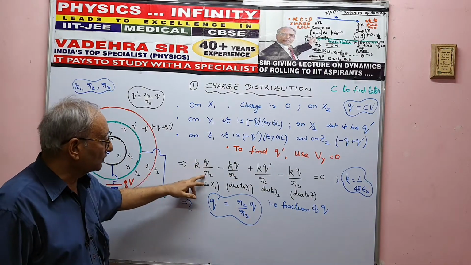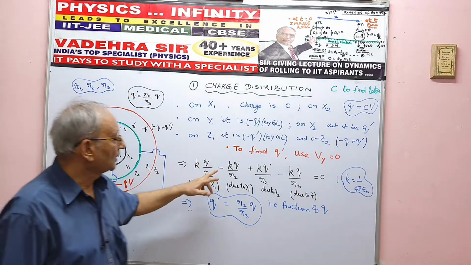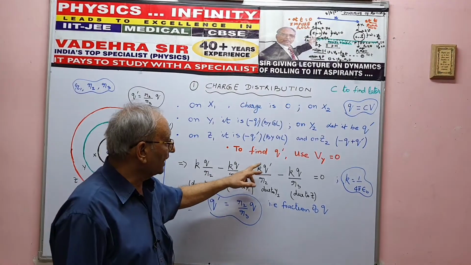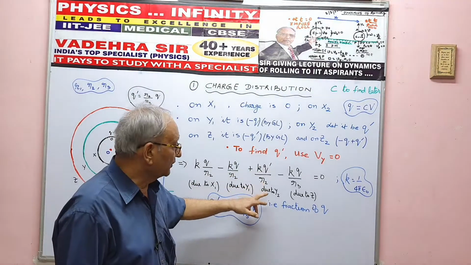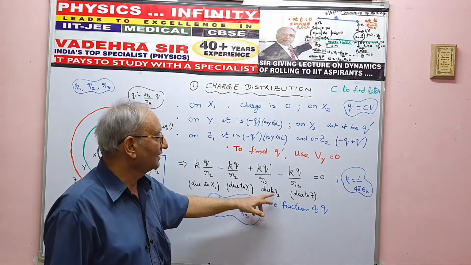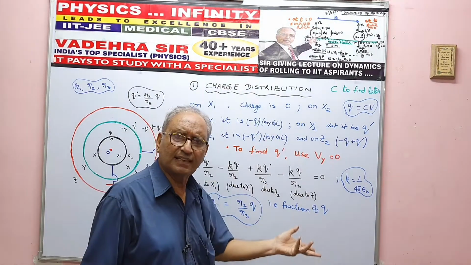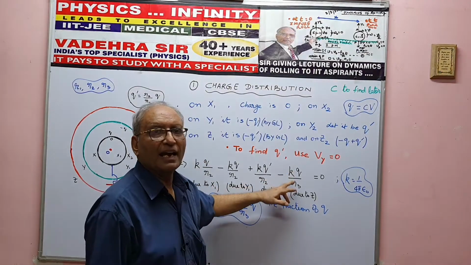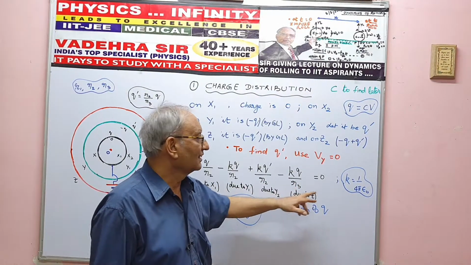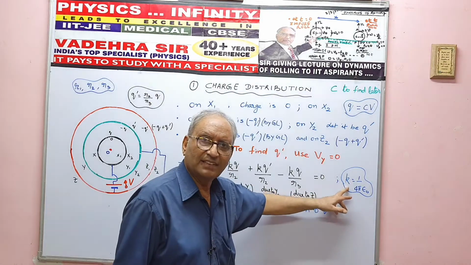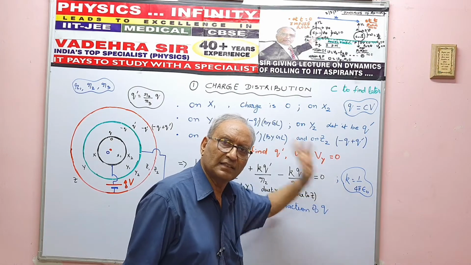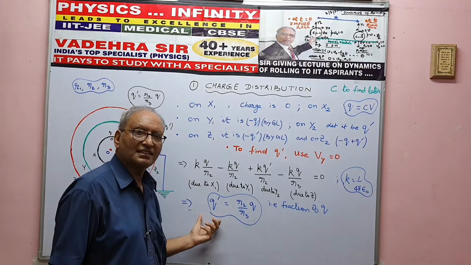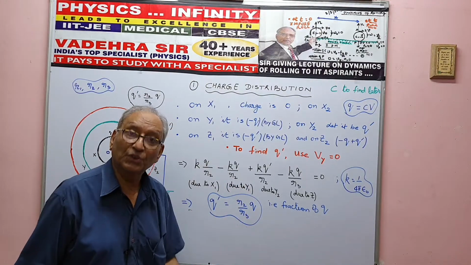So KQ by R2 due to X1, minus KQ by R2 due to Y1, plus KQ dash by R2 due to face Y2, and due to the entire Z, I don't have to split it up, minus KQ by R3, equal to 0, where K is the field constant 1 by 4 pi epsilon naught. Solve this, I get Q dash as a fraction of Q, that is Q dash equals Q times R2 by R3.